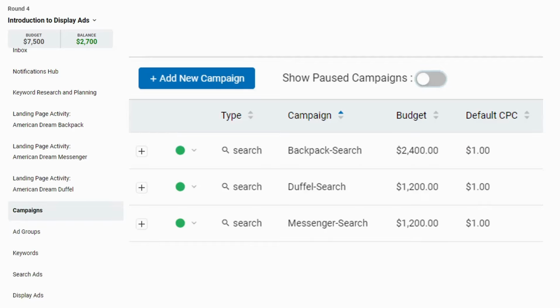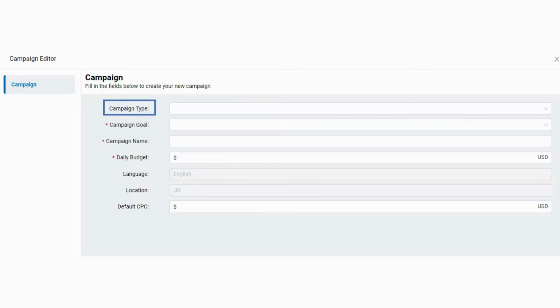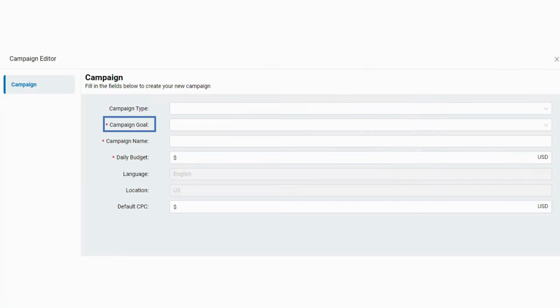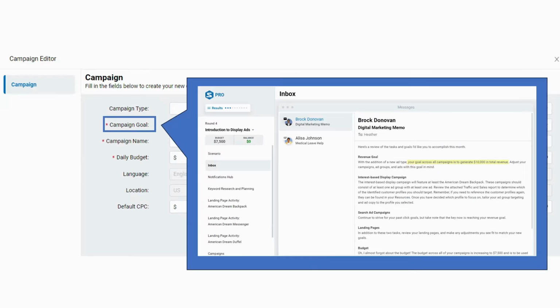To get started, you're going to click the new ad campaign button, and that will bring you to your campaign editor. For campaign type, it should be clear that we're doing display ads. And for your campaign goals, you should refer to your round instructions. I'm not going to actually read these to you, but you do have 2 messages in your inbox that you need to address and work on in this round. We can see here in this first email that you've been given a revenue goal, so you should choose a campaign goal that aligns with that.